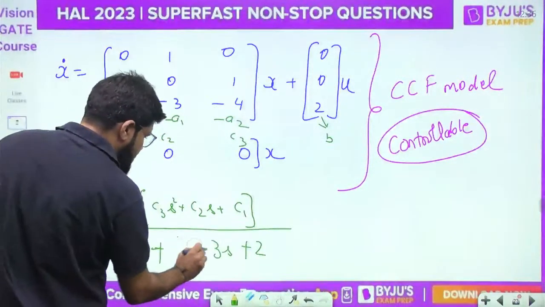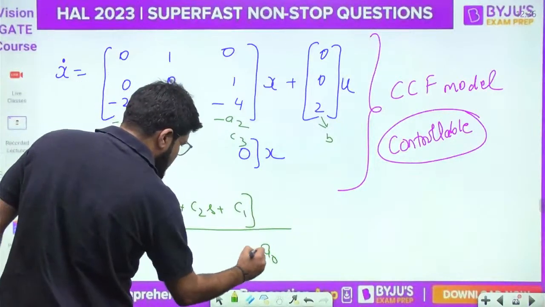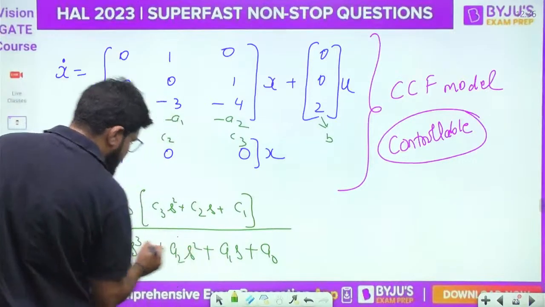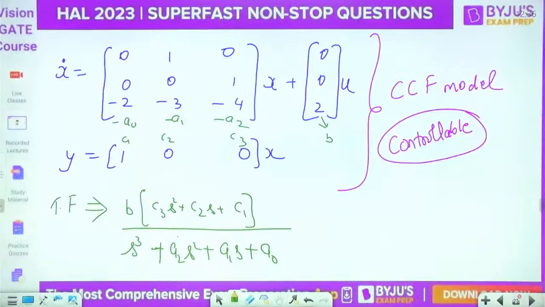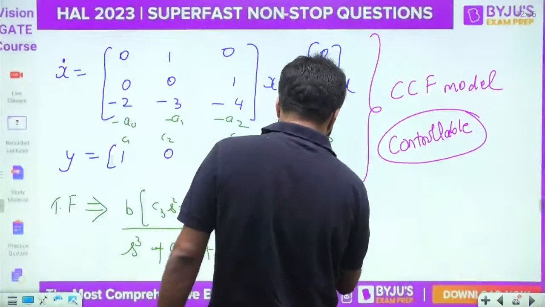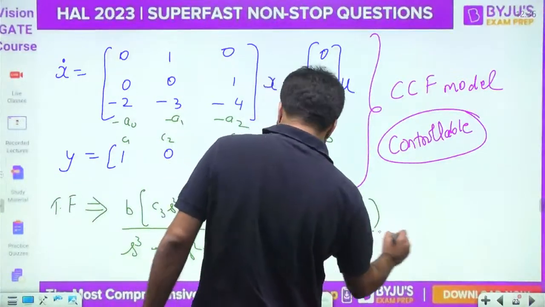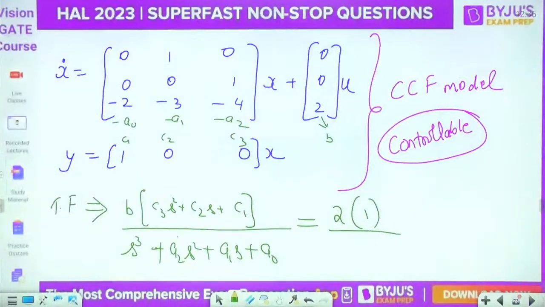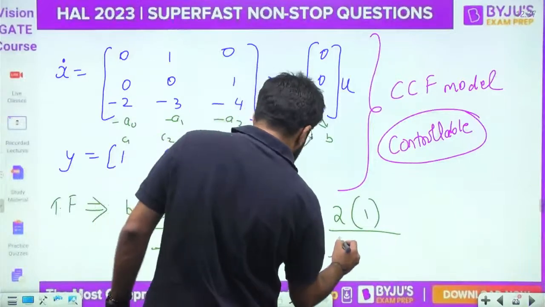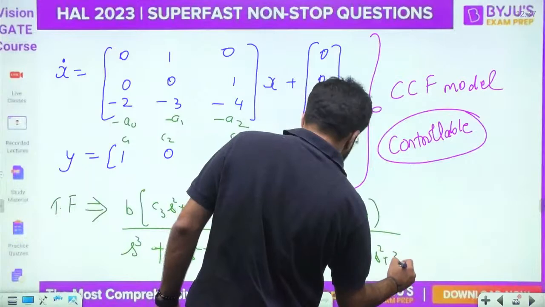Here also I generally keep all the values. So this is A0, this is A1s, this is A2s square plus s cube. Now if you put down all the values, you are getting 2. Only C1 is available, which is 1, and C2, C3 are 0. Then you have s cube plus 4s square plus 3s plus 2.